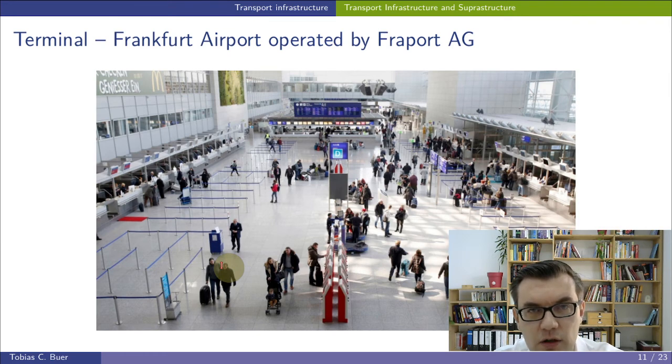The check-in counters, of course, also use their information systems for the booking. And if we are talking about the infrastructure, we are not only talking about the actual buildings and equipment, but of course also about the information system that is used to run this infrastructure.